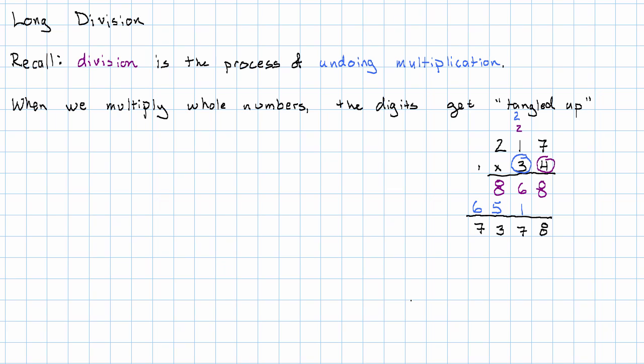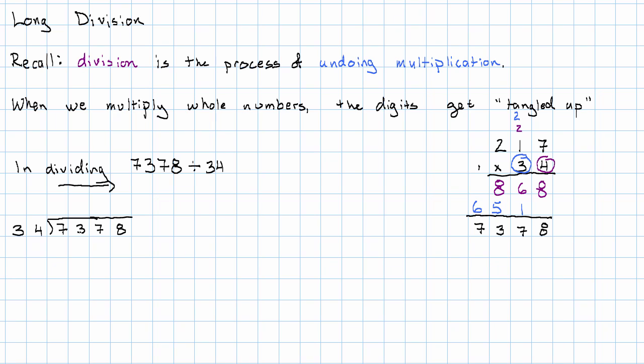In dividing, then, my result here, 7,378 by 34, we need to somehow get back the 217. We need to somehow untangle those digits. The process we use to do that is called long division. Long division is the only one of the basic operations of arithmetic in which we proceed from left to right instead of right to left.